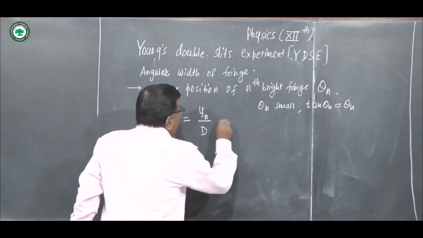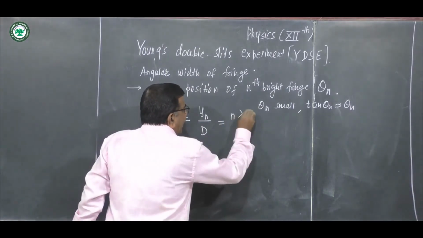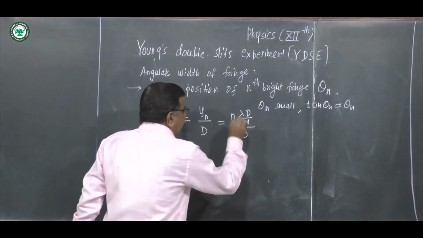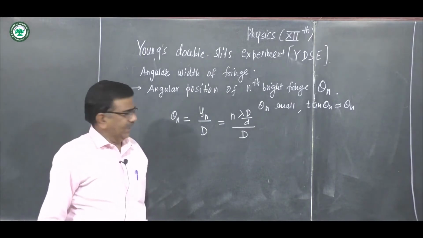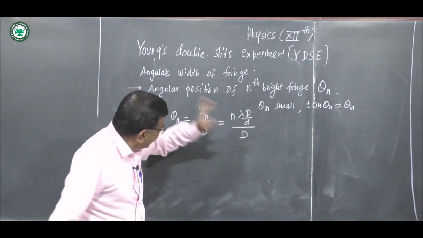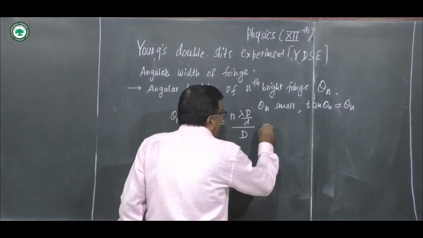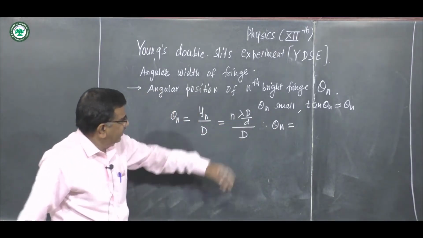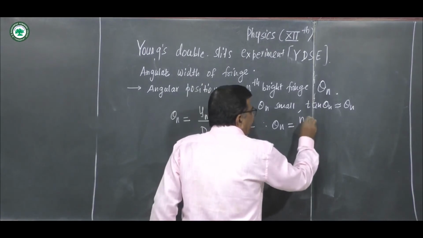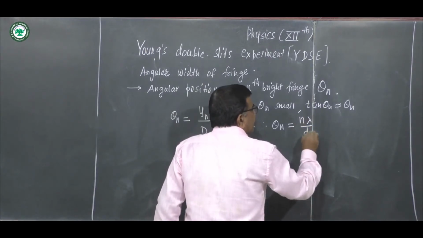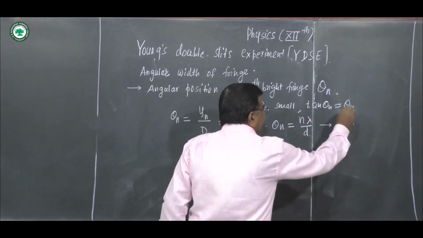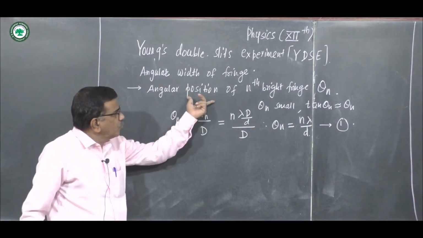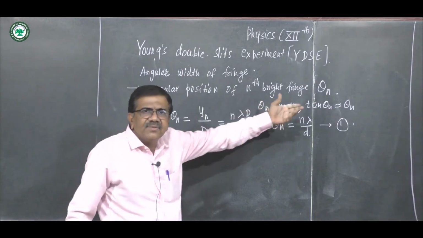But yn, we know, is n lambda capital D upon small d, divided by capital D. This capital D gets cancelled and we get theta n as n into lambda upon small d. This equation gives the angular position of the nth bright fringe.